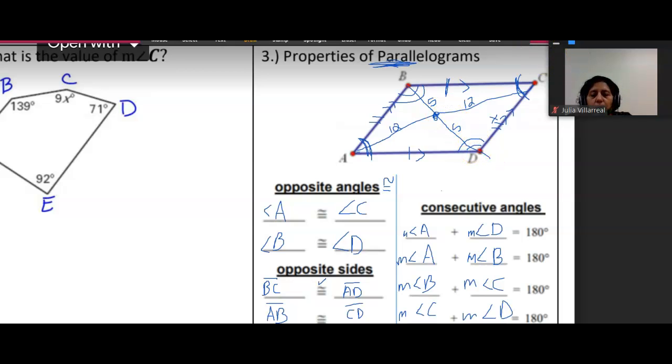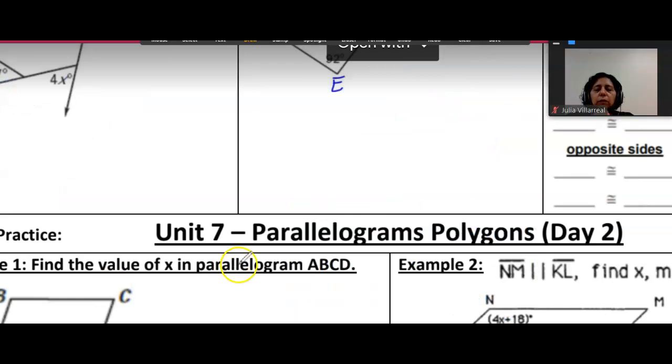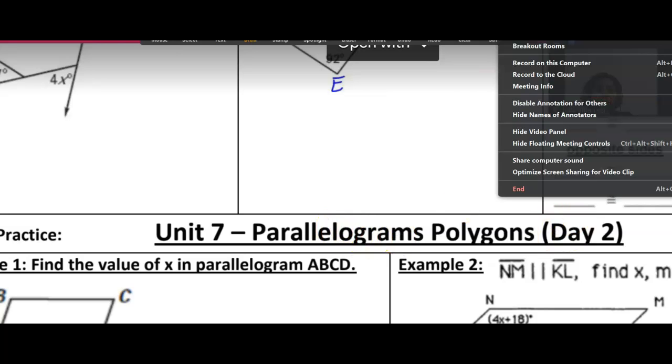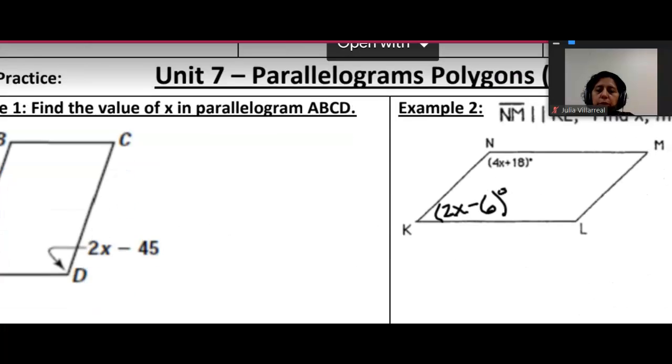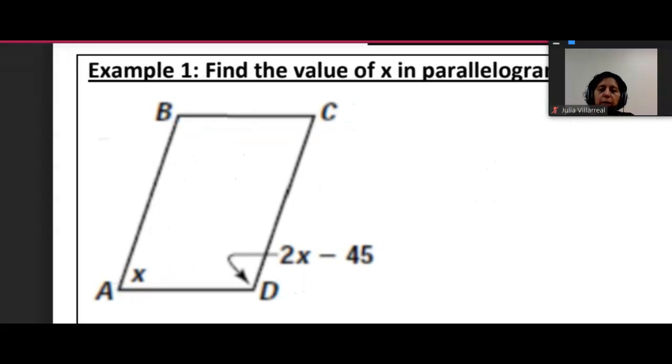All right, so go ahead and press pause if you need to. We're going to go on to the next part. Rewind if you didn't understand it also. Okay, so this is part 2 of parallelograms. So day 2 of parallelograms. So we're going to start off with this example right here.